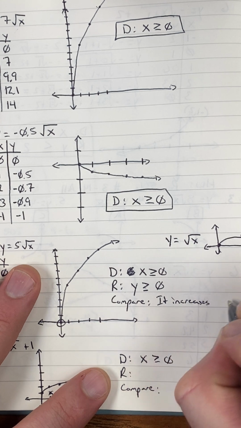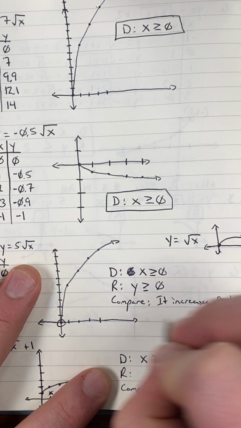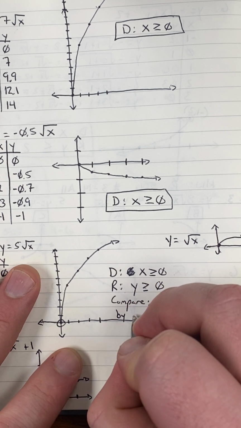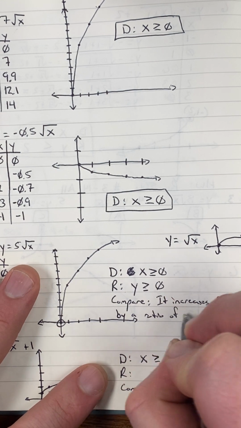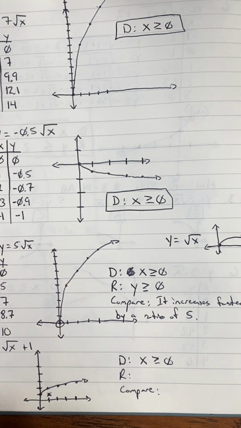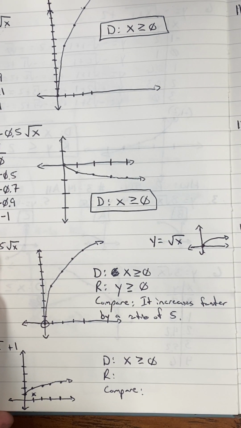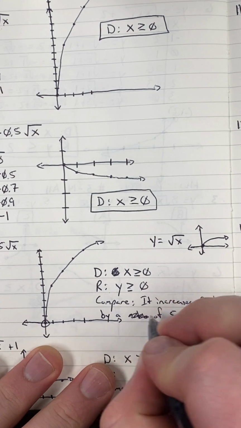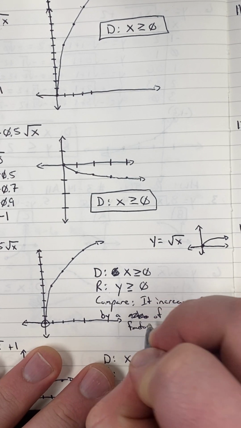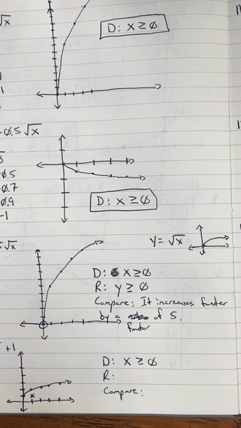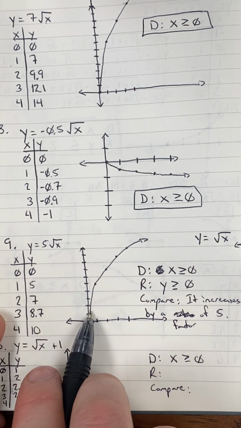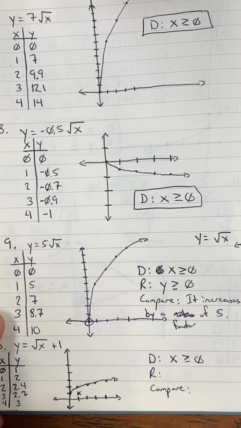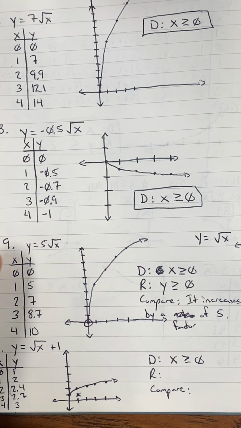increases faster by a factor of 5. That's exactly what you're going to write right there. Or I guess ratio is the wrong word, sorry. Should be a factor of 5. So it increases faster by a factor of 5, okay? So that's what we're going to say there. So notice that if you put a number in front, things go up faster, right? We're increasing faster.